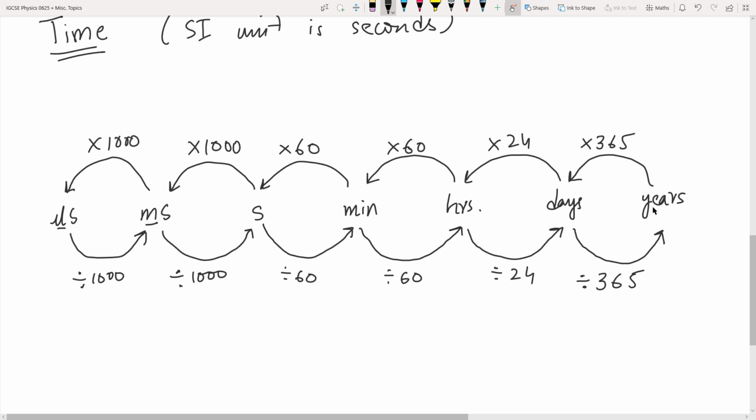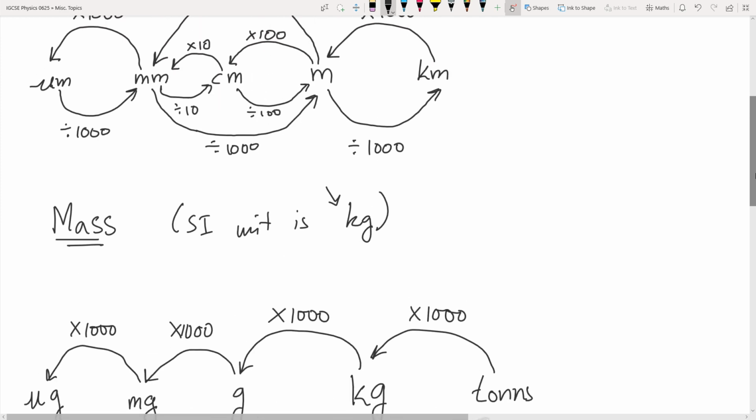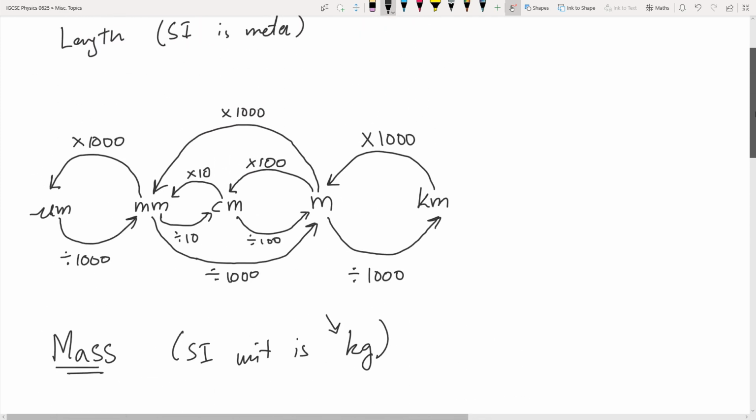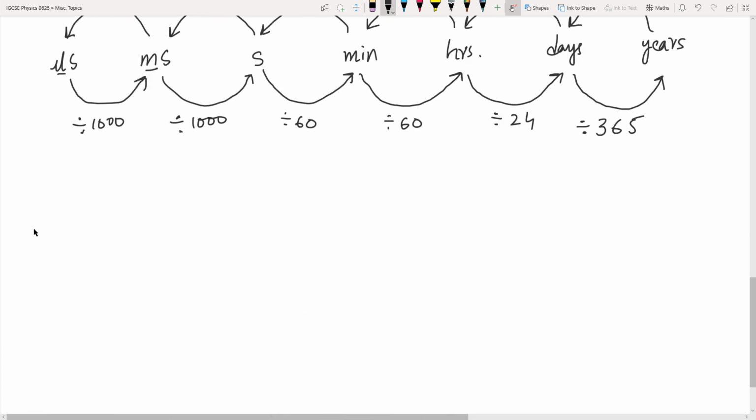Beyond years, we don't count that much for physics, at least. This is the biggest unit we get. So these are actually much bigger units. These are the 3 most common conversions that you will be using, right, for any case.